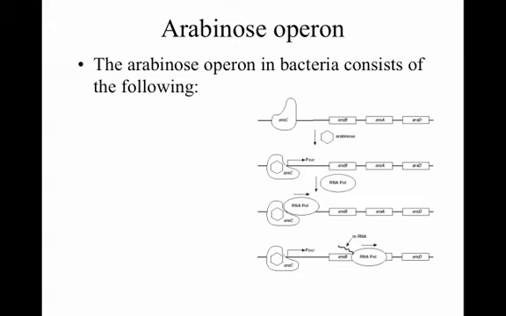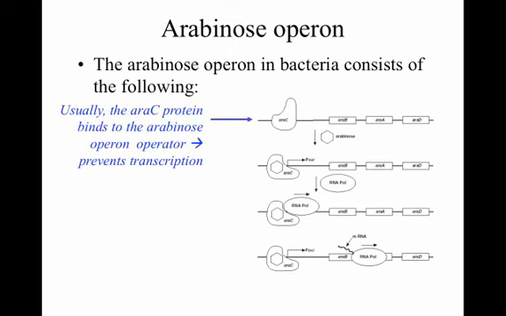Because Ara-C is normally bound to the operator, it's normally off. So this would make it an inducible operon, meaning we have to switch it on when we need to. So usually the Ara-C protein binds to the arabinose operon operator region and therefore prevents transcription. But when I have the sugar arabinose around and I want to digest it, now I need to essentially switch on this operon. I need to unlock it, right?